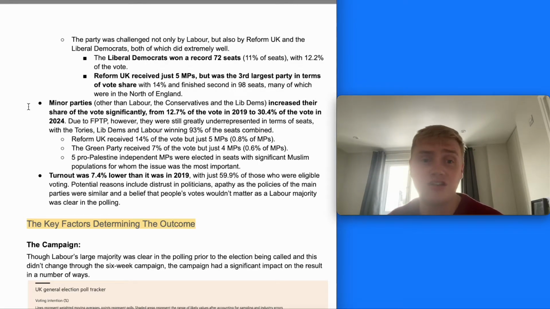Minor parties increased their share of the vote significantly, from 12.7% of the vote to 30.4% of the vote in 2024, but were greatly underrepresented in terms of seats. And turnout was really low at just 59.9%. It was 7.4% lower than it was in 2019. And potential reasons for that include distrust in politicians, apathy as the policies of the main parties were similar, and a belief that people's votes wouldn't matter as a Labour majority was clear in the polling.